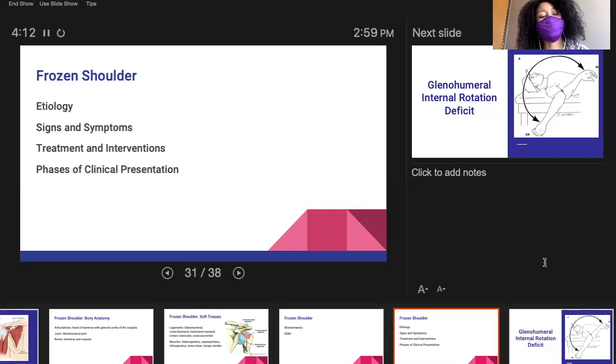And so with this one, there are 3 different phases of clinical presentation. Phase 1 is called the painful freezing phase.